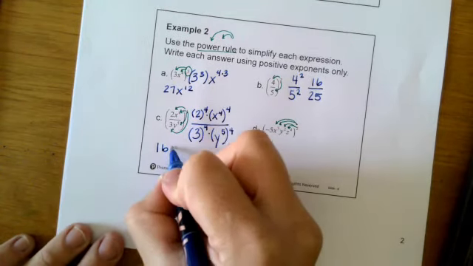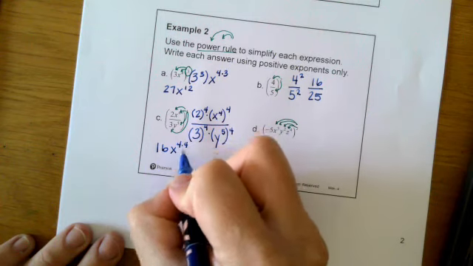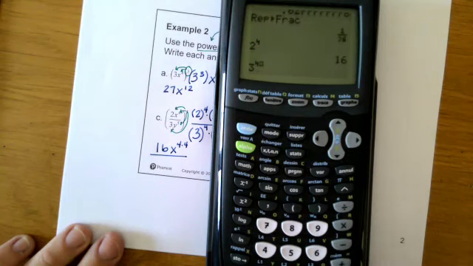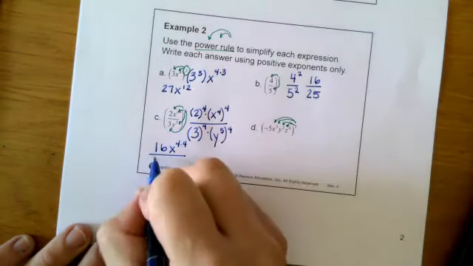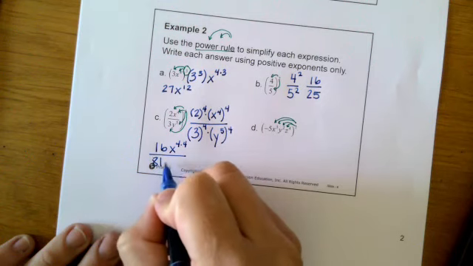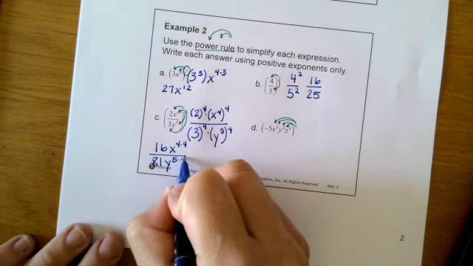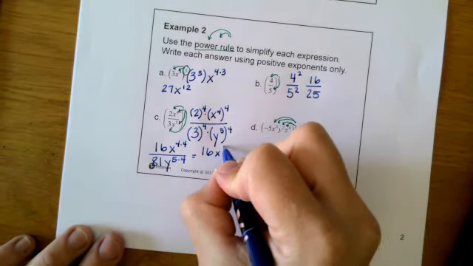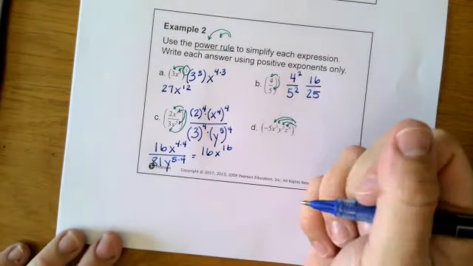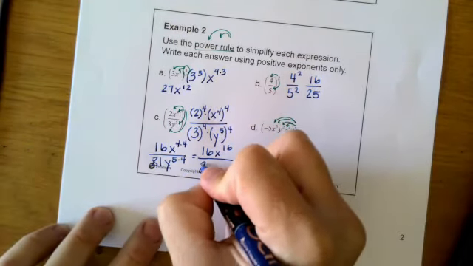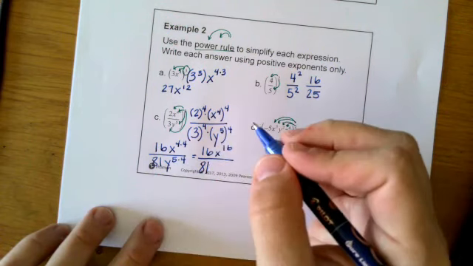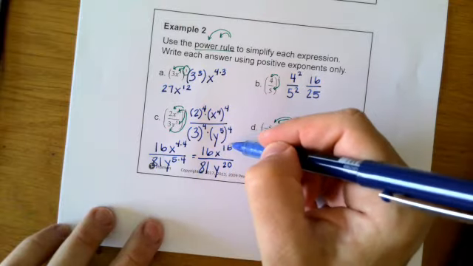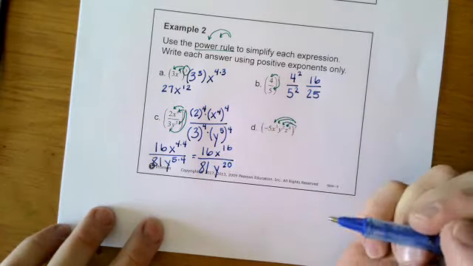x to the 4th to the 4th means x, 4 times 4, right? 3 to the 4th is 81. y to the 5th to the 4th. So I'm just going to simplify it one more time. 16 x, 4 times 4 is 16. So I have 16 x to the 16th. And on the bottom, I have that 81. And then y, 5 times 4 is 20. So my final answer is 16x to the 16th over 81y to the 20th power.